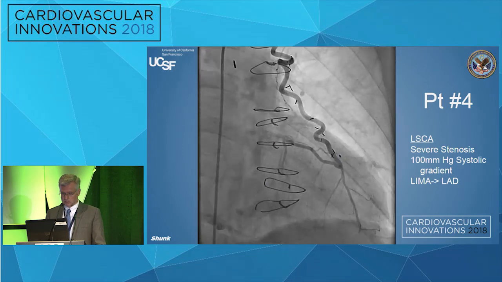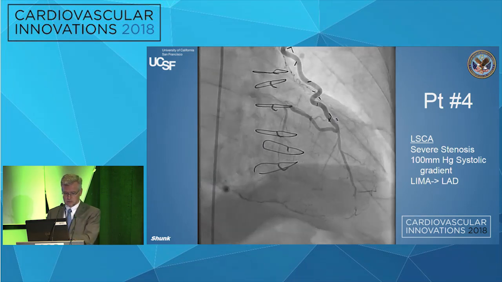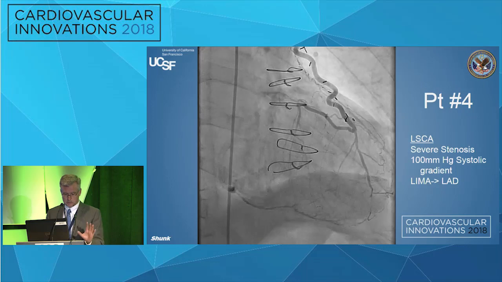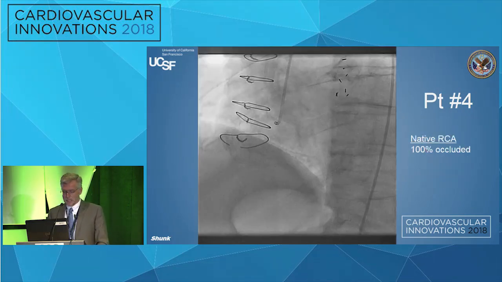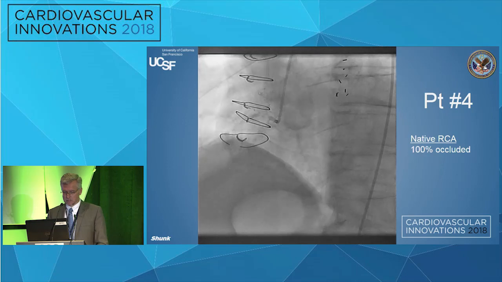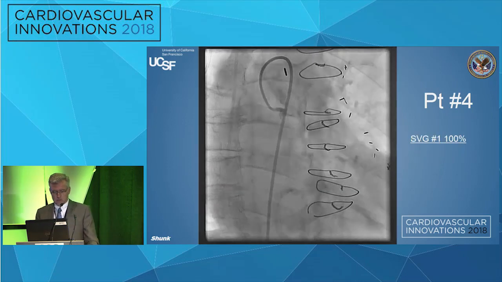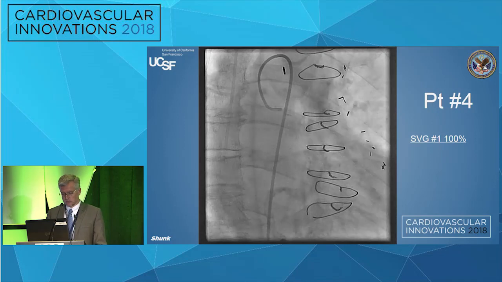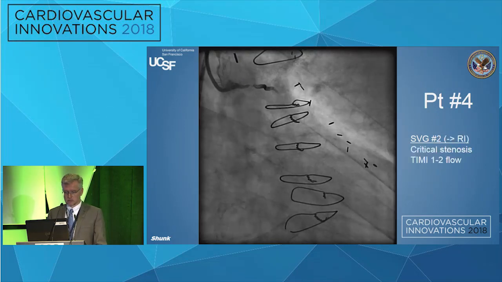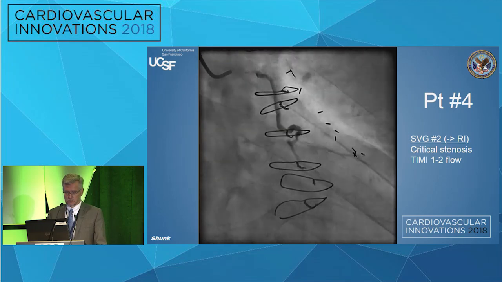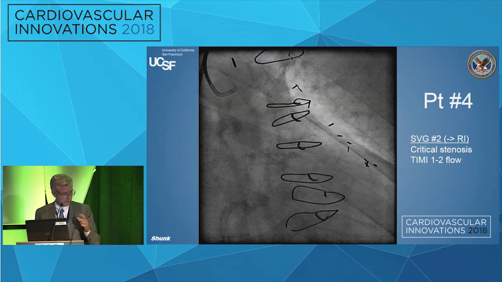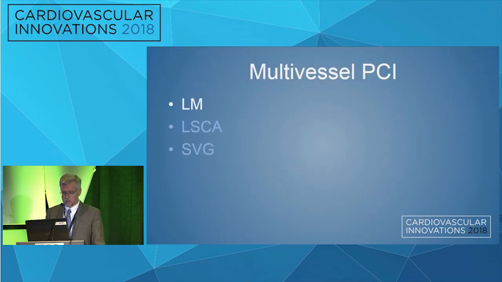And this, once we engaged it, you see it's a fairly large LAD. This is collateralizing the PDA, but that's going to be for another day. I can't do everything in one day. And here's the native right that's occluded. This is another vein graft that's occluded. So here's the culprit vein graft to the ramus. So we could do something fancy like on the prior case and go through that and try to reconstitute the path to the ramus, but we have a lot of things to do for this guy.